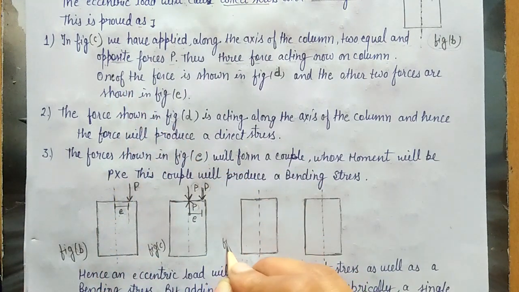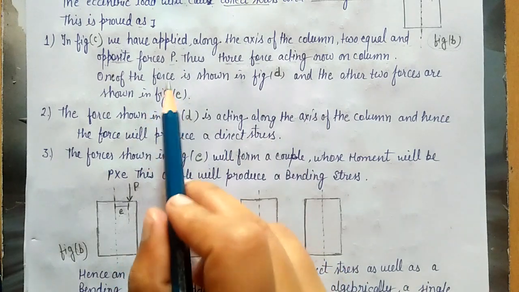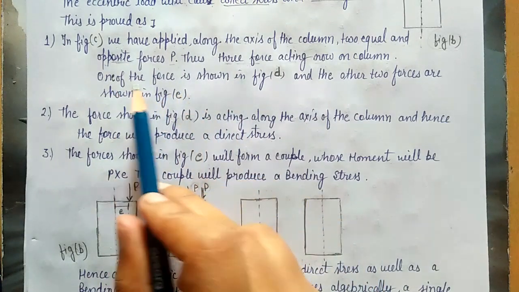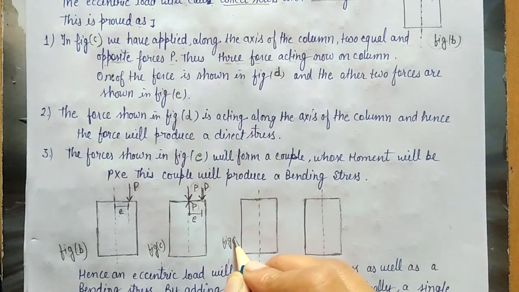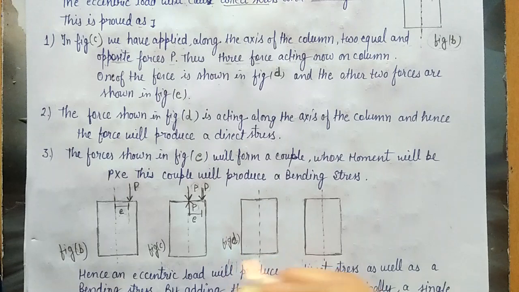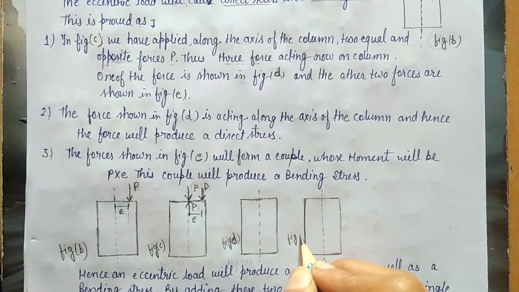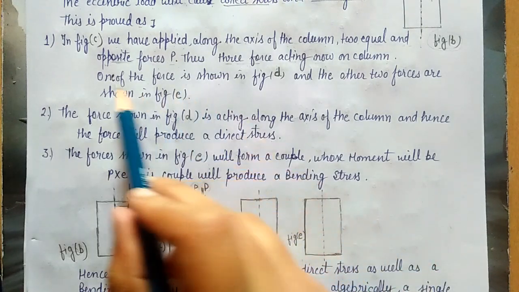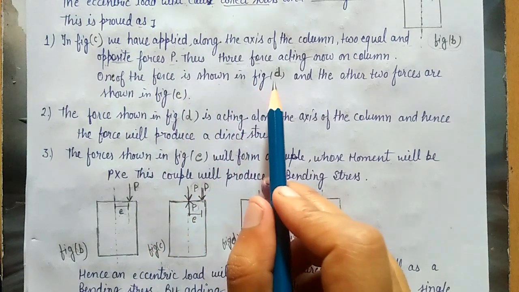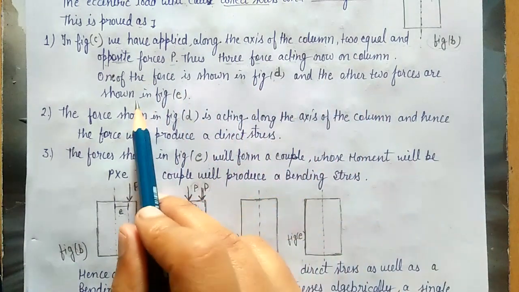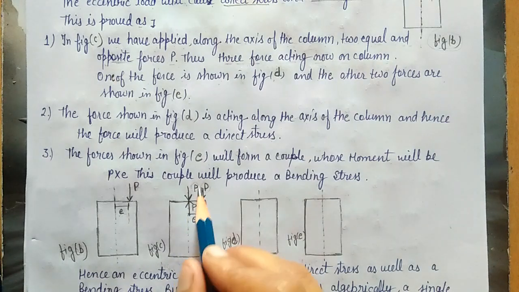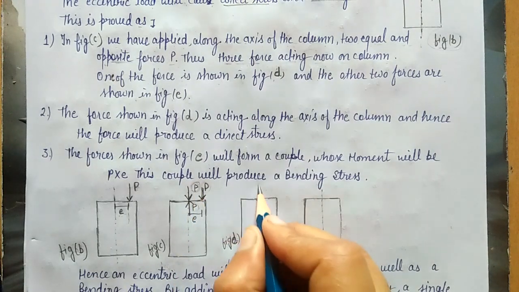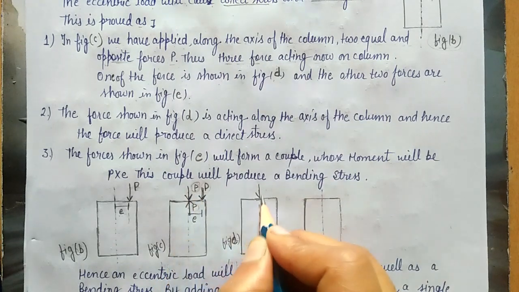Now in figure E, one of the forces is shown in figure D. It is a figure ABC, this is D, and it is figure E, okay. One of the forces is shown in figure D and the other force is shown in figure E. So we separate our force. First of all, we write down this force. We apply this P force here.